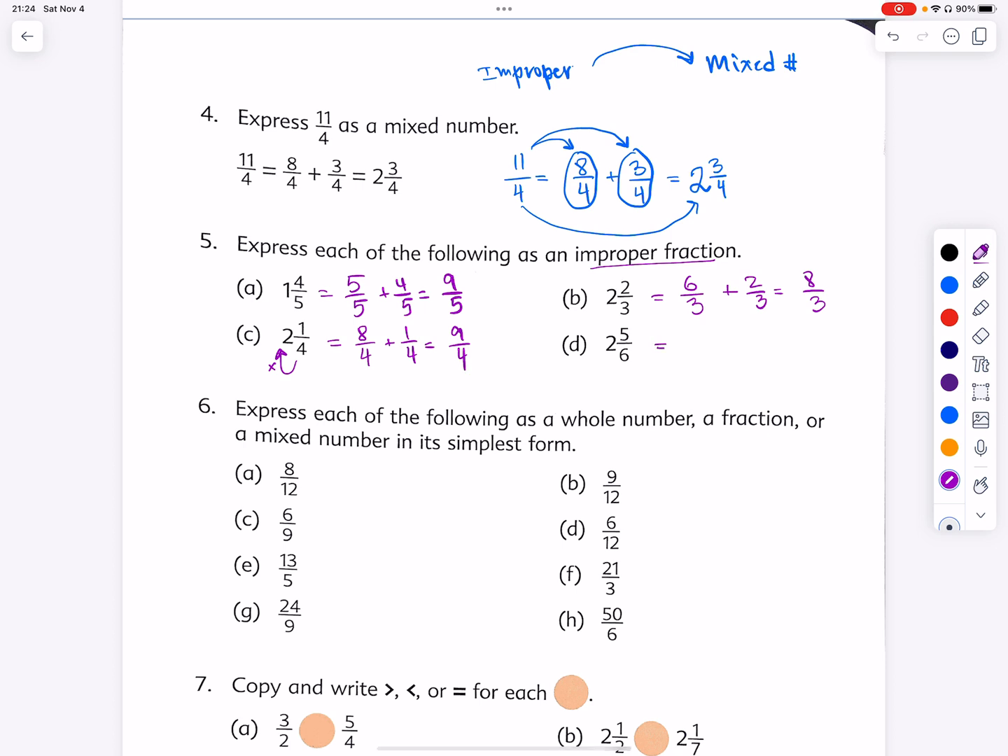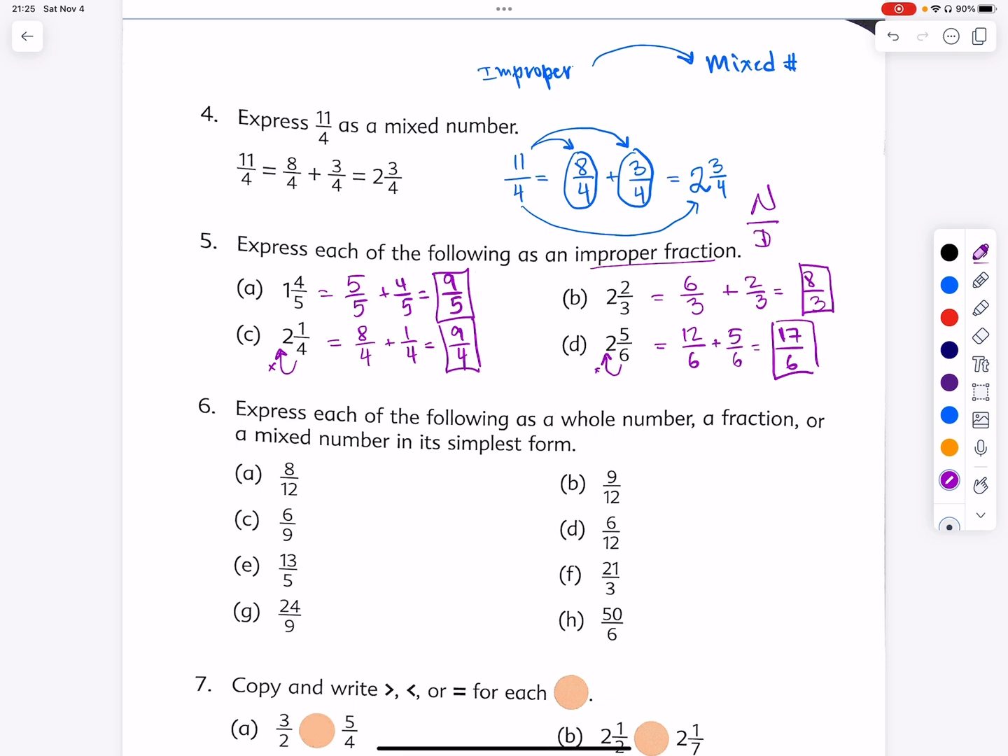And finally, example D for doggy. How many 6s are inside 2? Well, we know 6 times 2, there should be 12 6ths. That's equivalent to 2 plus another 5 6ths, which gives you 17 out of 6. And all 4 of these fractions are very improper, totally improper, because they have a much larger numerator than denominator.